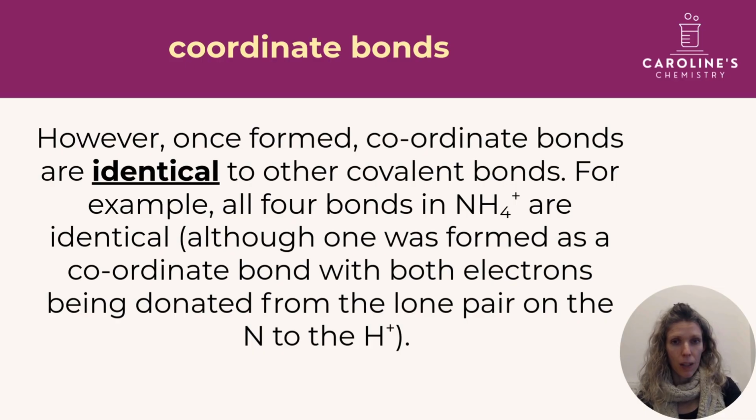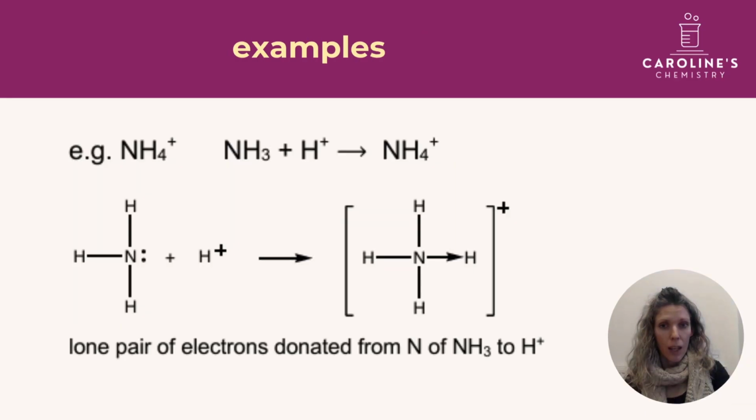Now, this is how to draw a dative covalent bond. So here we have, for example, ammonia, and it's the nitrogen in that ammonia, in the NH3, that has the lone pair of electrons. So it can donate both of those electrons to the hydrogen ion, and you can see that via the arrow going from the nitrogen to the hydrogen.